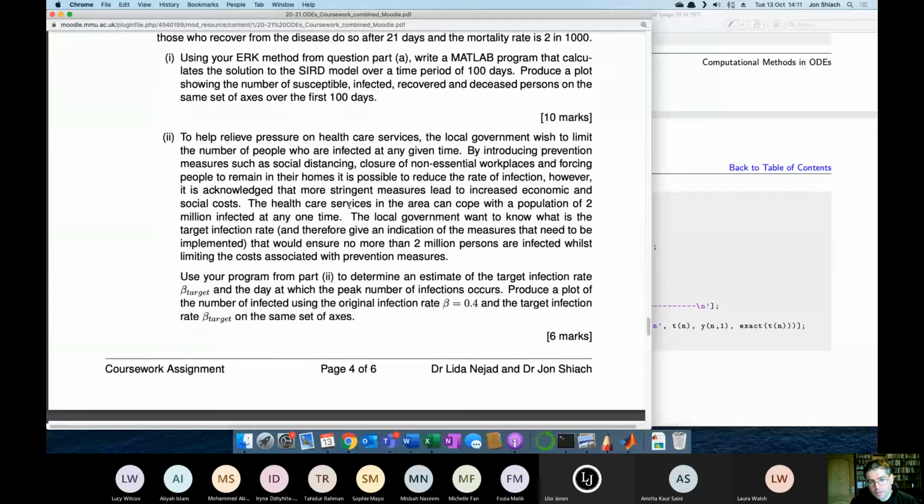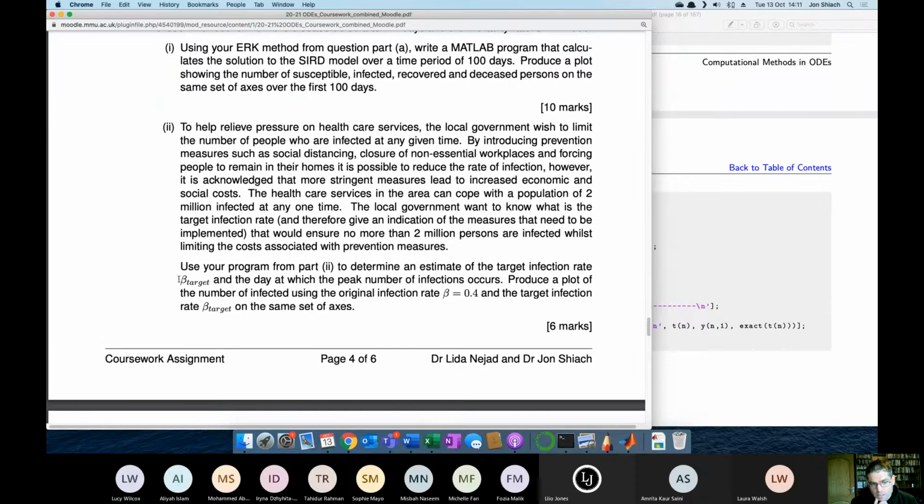For the second one, again, I want you to submit your program, and you might want to copy and paste it into your document as well. I want you to say how you've reached this target value. So what method did you use? There are lots of different methods out there, and I'm not giving you any limit on what method to use. The most basic, straightforward approach is just to keep plugging in different values of beta until you get your peak infection rate less than 2 million. That's perfectly valid.